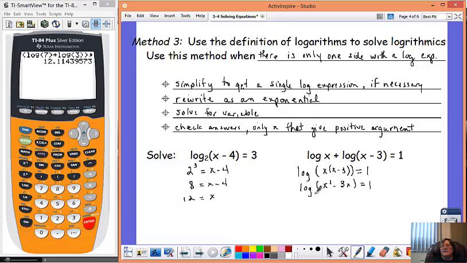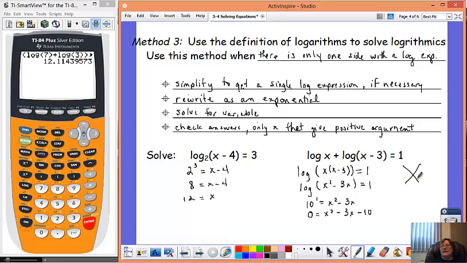What's the base of this log? Well, none was given, so that's a common log, base 10. So we would write 10 raised to the first power is the same thing as x squared minus 3x. And this is going to be a quadratic, no way to get around it. So let's subtract that 10 from both sides. x squared minus 3x minus 10.